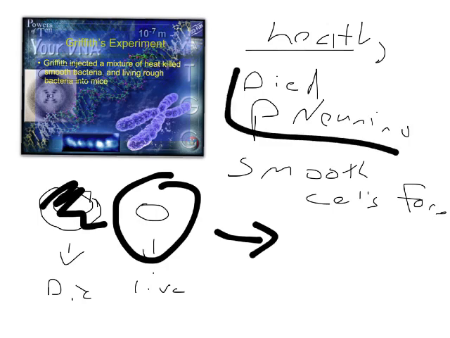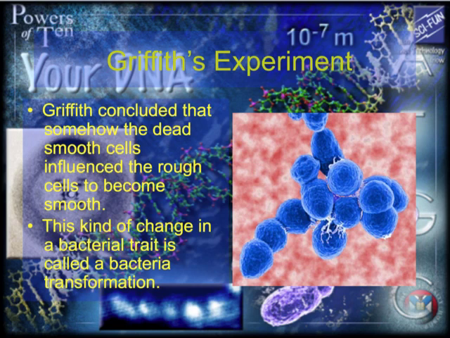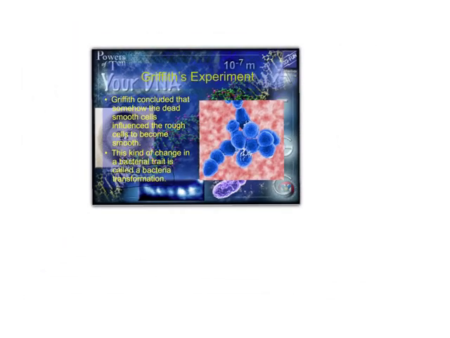So what actually is going on here? Let's take a look at that. What he concluded was that somehow the dead cells were able to influence the rough cells to become smooth. He called this event bacterial transformation. We actually do a lab in my AP class where we take cells from a particular organism, in this case something that glows like coral or jellyfish, and inject them into bacteria. We take normal bacteria and allow them to glow in the dark. We have them take the trait of another. So this kind of bacterial information transfer is called transformation.